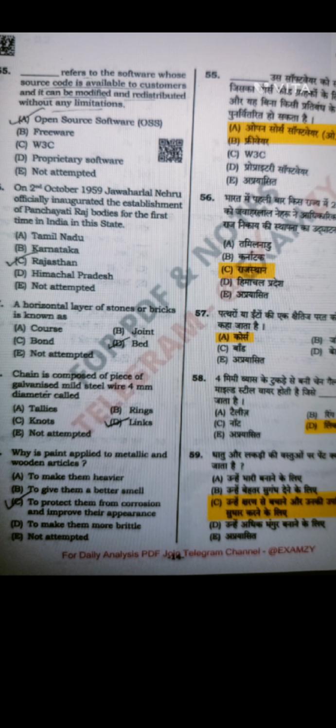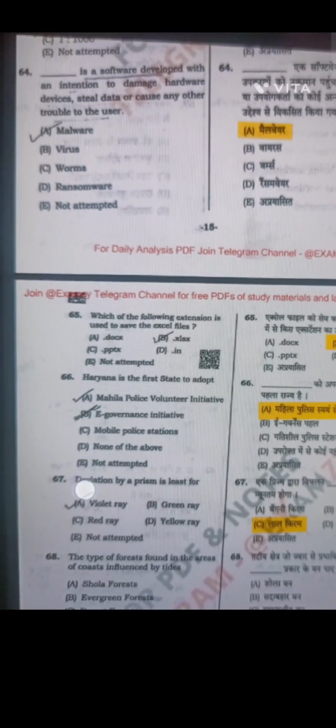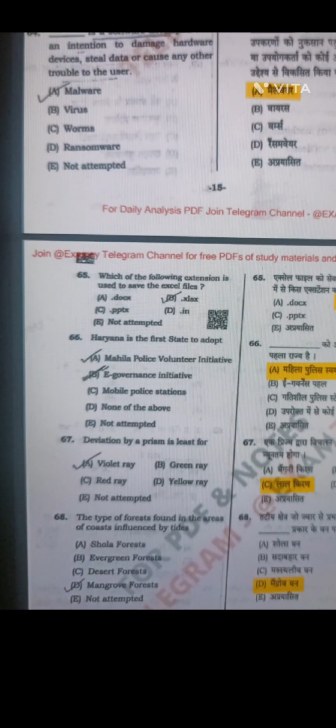So the next question is: malware is software developed with the intention to damage hardware devices, steal data, or cause any other trouble to the user.